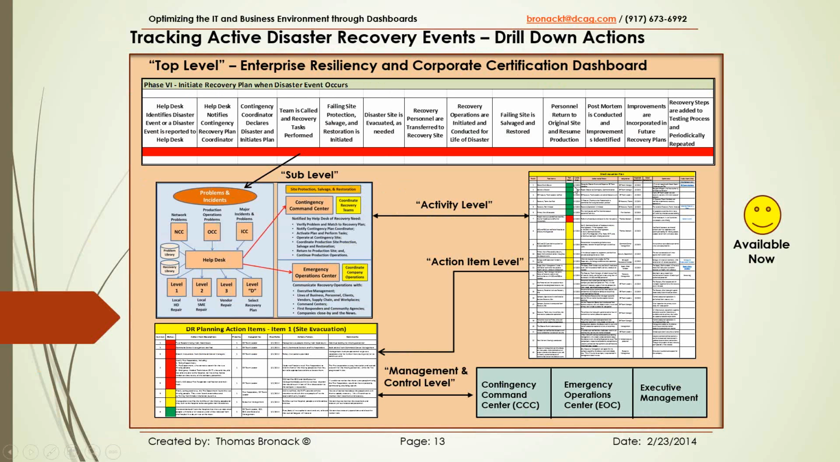And as you can see, it was green till it got a red here, which was saying, oh, something's wrong here. In that case, we had an action item. The action item looks like this, and it was sent to the contingent command center, who in turn told the emergency operations center, who in turn told executive management, and they in turn made the world aware of what was going on.